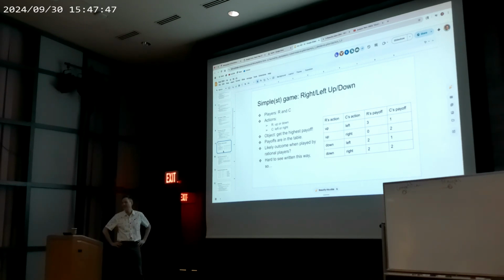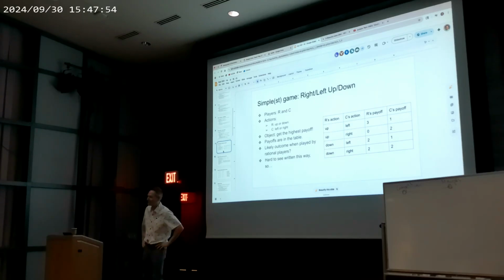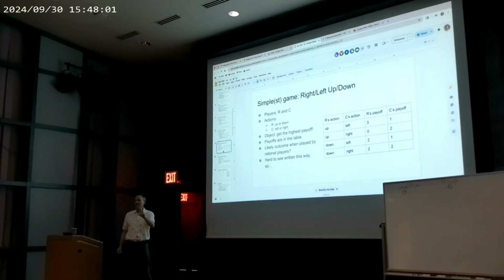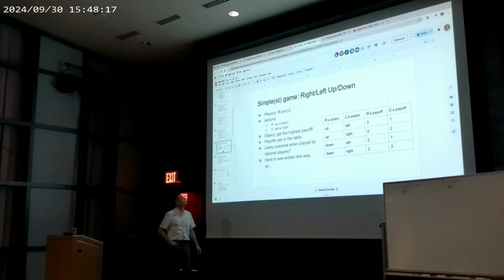This game is called right, left, up, down, right? And there are two players, R and C. Why did I name them that? Well, you'll see in a second. It'll help us organize the game on a game board, right? R and C. And so R has exactly two things they can do, right? Each player has one turn. Each player moves at exactly the same time, right? So it's not that exciting. Great game. And player R can go either up or down, right? And player C can go either left or right.